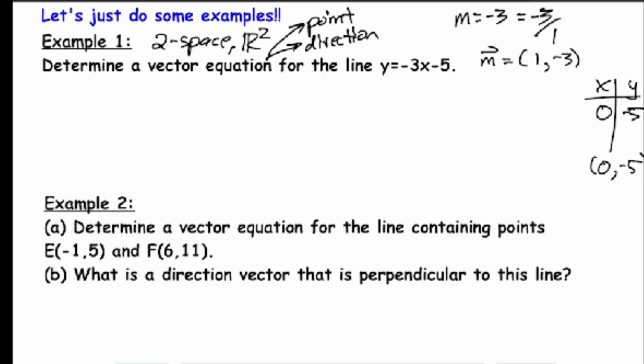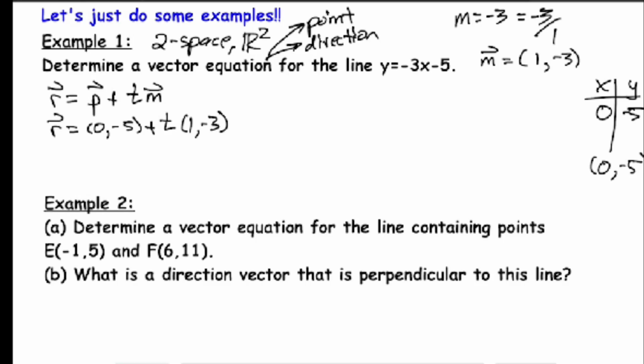So let's plug that in. Remember, vector equation looks like this. R is equal to P, so my point, or my position vector, plus t, the parameter, times m, my direction vector. Let's plug in our values. So R is equal to the point that we know, 0, 5, plus t, and remember t is a variable. We don't need to define it as having any particular value right now. It can have any real value. And my direction vector is 1, -3. And remember that t is an element of the real numbers, so there's no restrictions on the value of t as long as it's a real number.